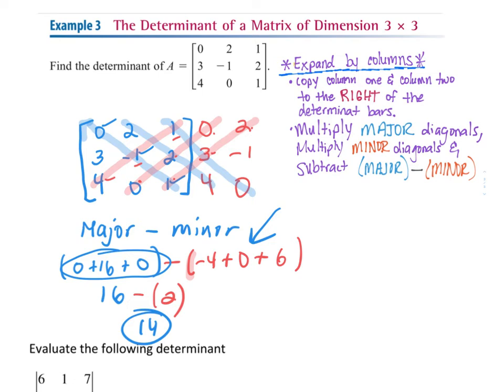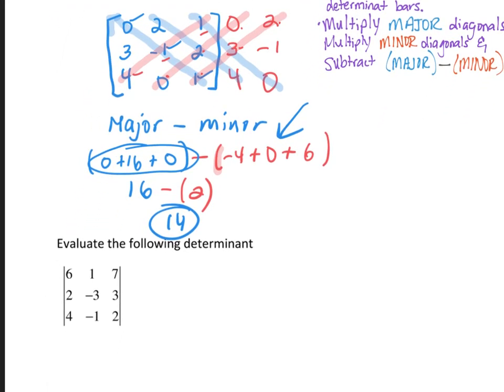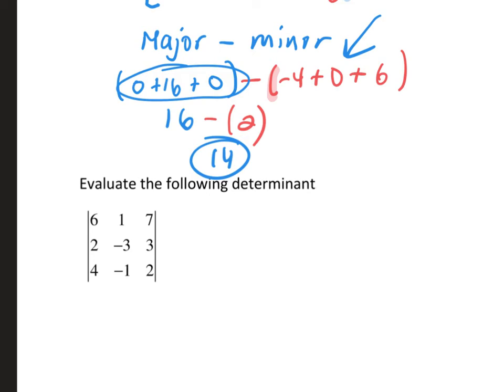Questions? Anybody have any questions? All right, let's try the next one. I have a 3 by 3, correct? So what's the first step? How do I find the determinant? What do I have to do first?